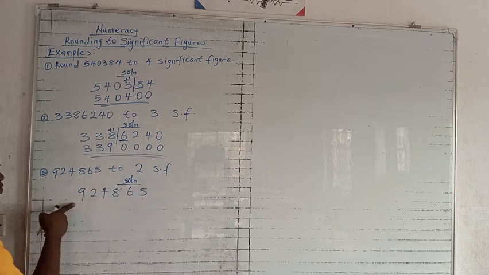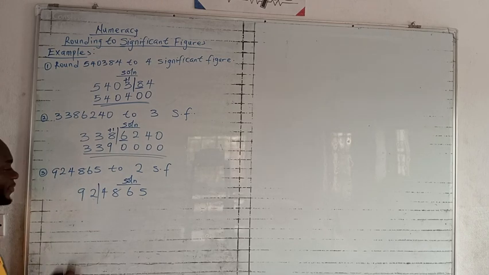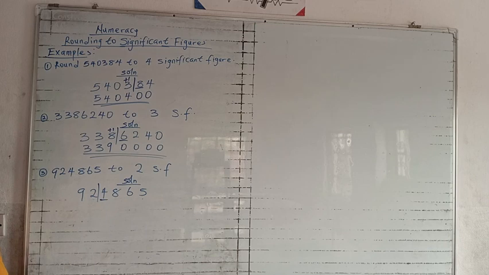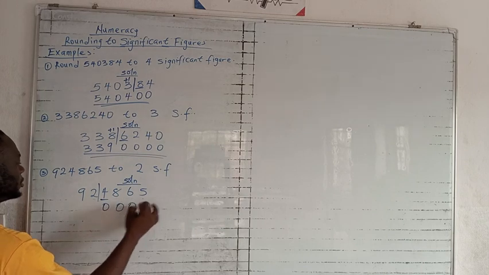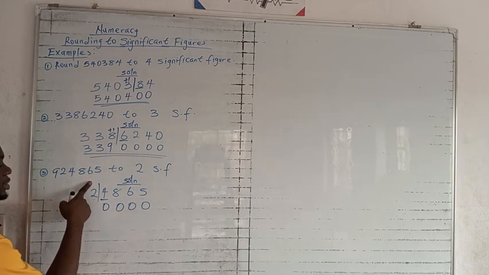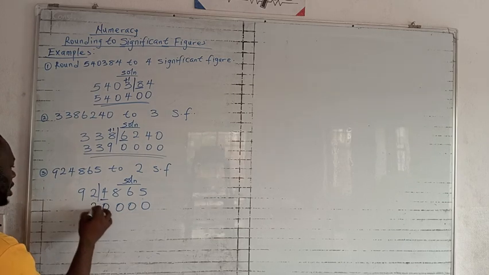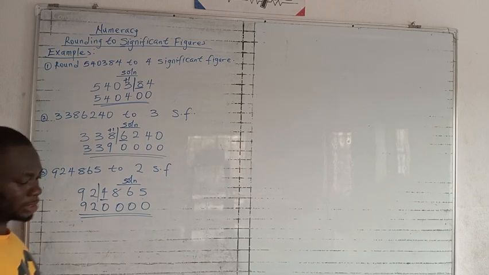924,865. We start from the highest number, 1, 2, because we are rounding to two significant figures. We consider the digits here. And 4 is in what group? 4 is in group A. So here becomes 0, here becomes 0, here becomes 0, here becomes 0. Are we adding anything here? No, because we are rounding down. So here we have 2 and 9. And this becomes our answer.